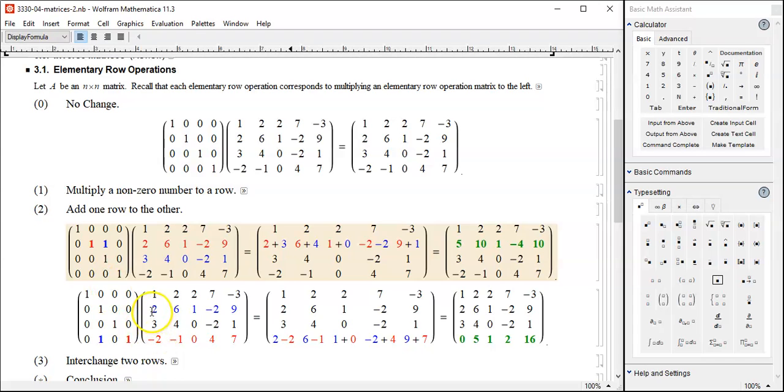How about this one? Adding the second row to the fourth row. So start from this second row, and vertically it comes down to the fourth row, but this one stays as 1. Anyway, the conclusion: elementary row operation corresponds to multiplying some matrix to the left.